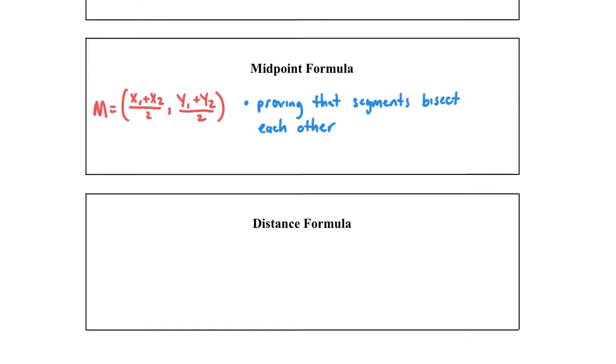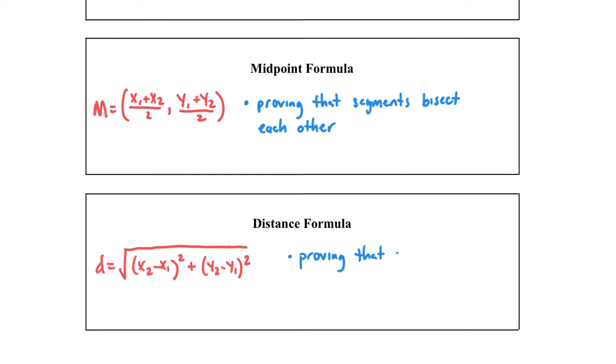The third one that you're going to learn about today is called the distance formula, and it's basically how we measure the length of something. So I'm going to give you the distance formula first, and then on the next page we'll explain where it comes from. So the distance formula is going to be the square root of (x2 minus x1) squared plus (y2 minus y1) squared. Okay, so there's the formula. What is it good for? It's good for proving that segments are congruent because it gives you their lengths.